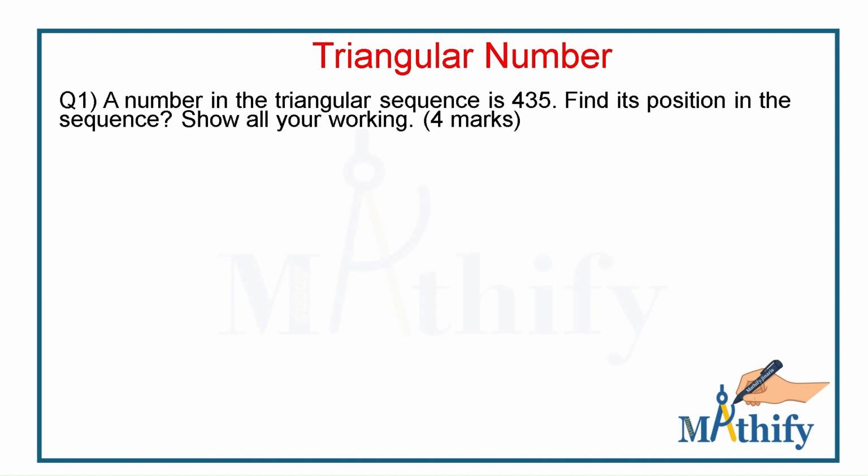Here is an exam style question to go through together. A number in the triangular sequence is 435. Find its position in the sequence. Show all your working out. 4 marks. I'll show you how to get 4 marks for this question and how to break them down step by step.